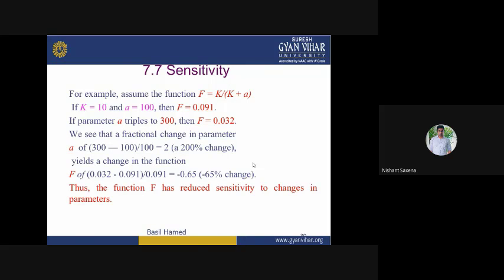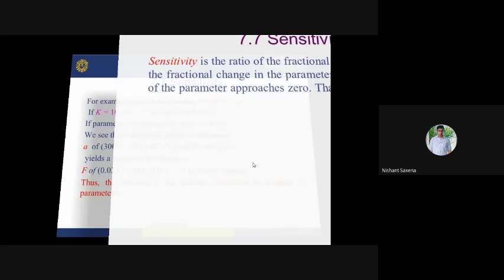Okay, then f of variation of 65% change. Thus, the function f has reduced the sensitivity to changes in the parameter.